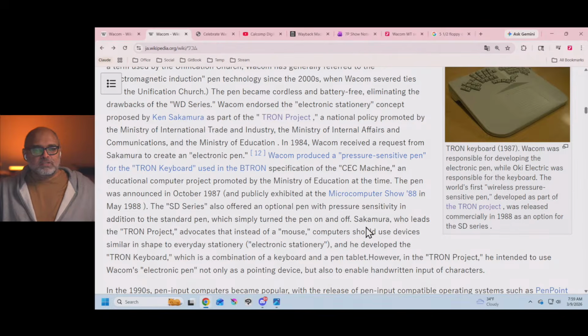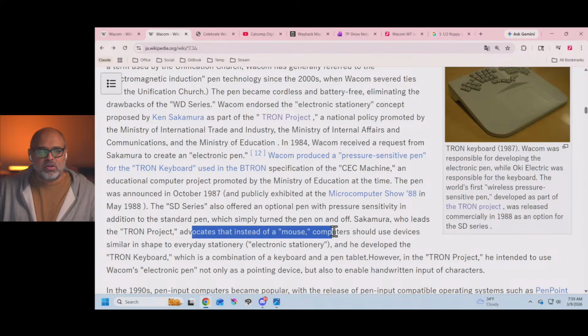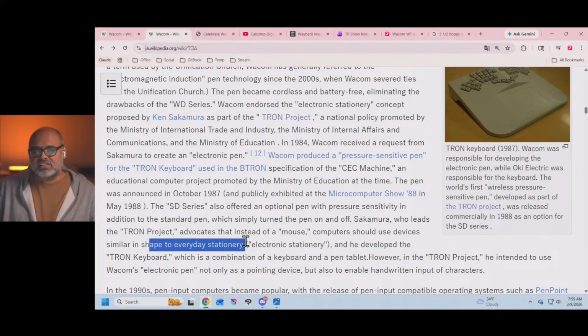So Sakamura, who led the Tron project, says he advocated that instead of a mouse, computers should use things similar to everyday stationery, electronic stationery. So that's why I guess there was a fixation on the pens.